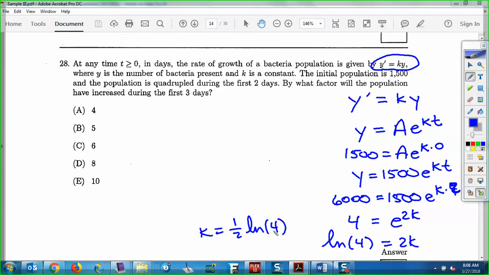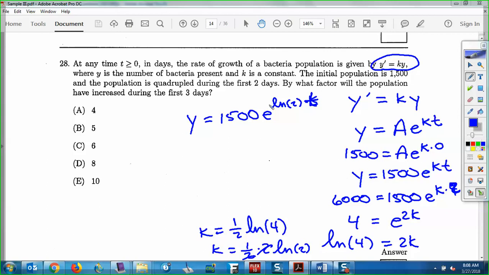And I just want to do this because no calculator is going to make this easier. ln 4 is like 2 squared, bring the 2 down in front, so that'd be 2 ln 2, so those would cancel, and so k is just ln 2. Okay, so what do I have now? I have y equals 1,500 e to the ln 2 times t.